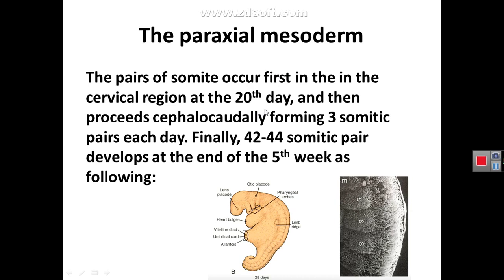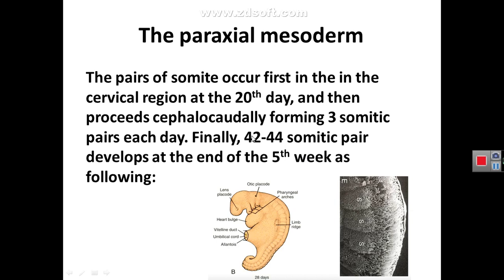But after day 20, after the first somite has been developed, more somites or more pairs of somites are added anterior to the first somite and then caudal to the first somite. And the addition of more pairs of somites will be in a rhythm of 3 somites in each day.